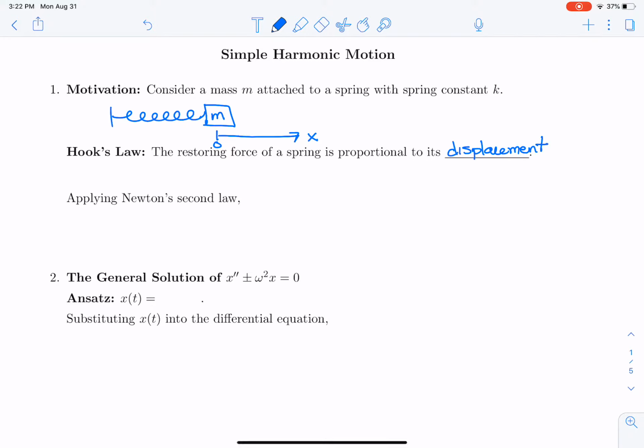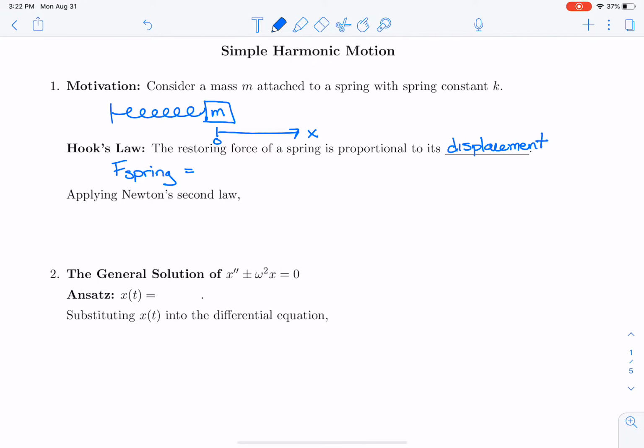So in other words, the force on the spring, or the force exerted by the spring, is proportional to the displacement from its natural resting point, which is x. So it's a constant times x. But it's a restoring force, and that force is actually going to be negative. That constant is going to be negative.